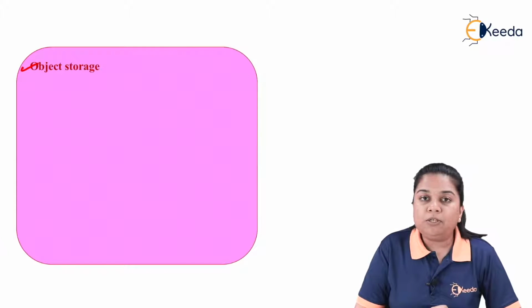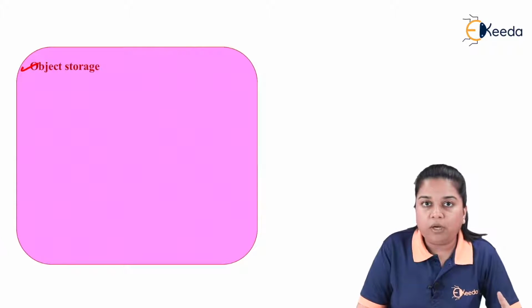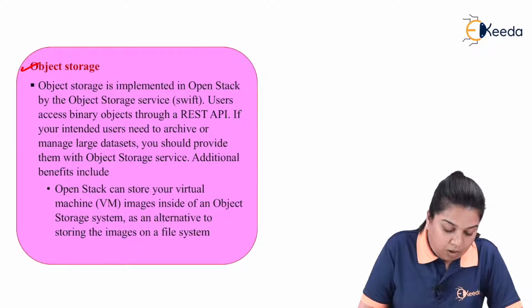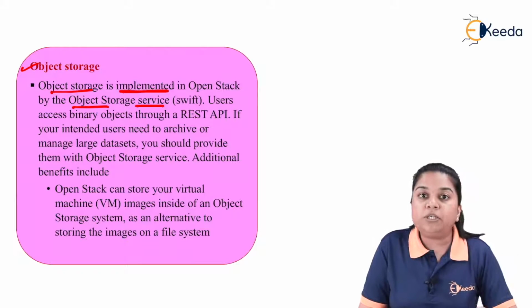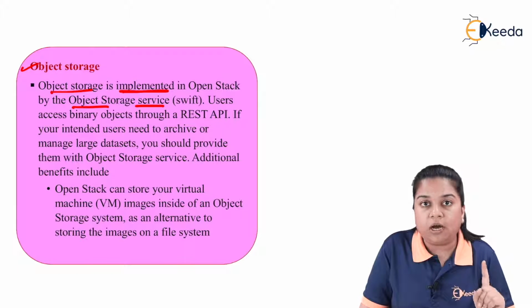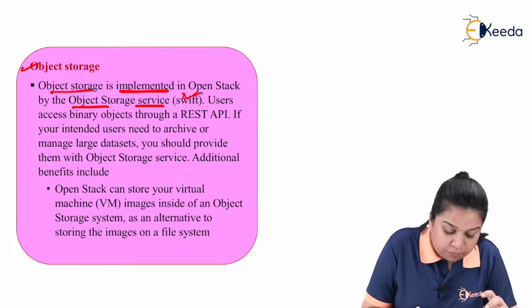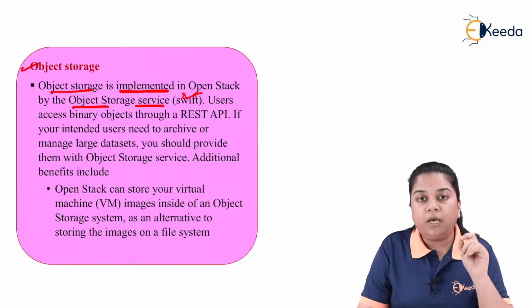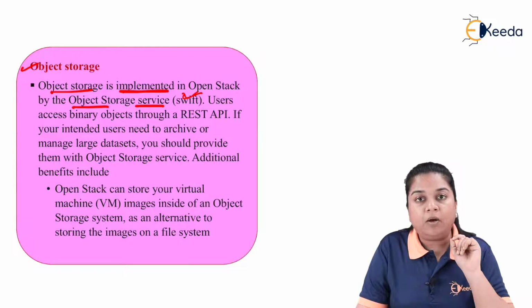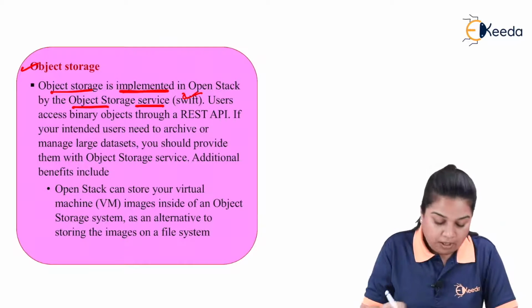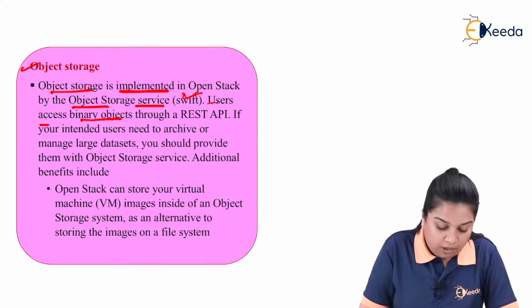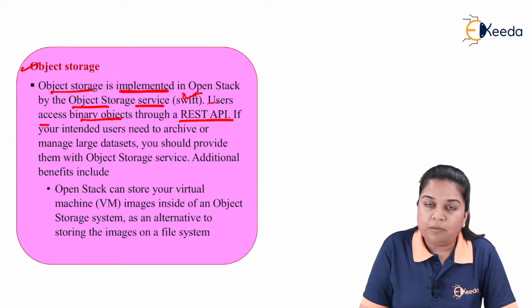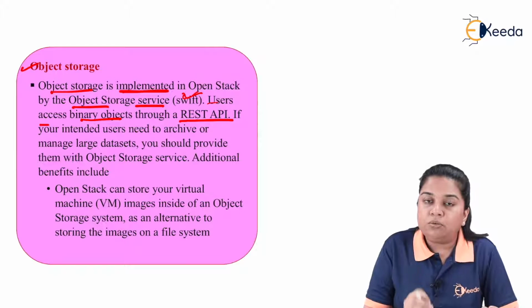Now, coming to the types of persistent storage. First one, object storage. Object storage is implemented in OpenStack by the object storage service, which is Swift, as we have seen in the logical and conceptual architecture diagrams. The Swift proxy server helps with the API to interact with OpenStack object storage. Users access binary objects through a REST API.